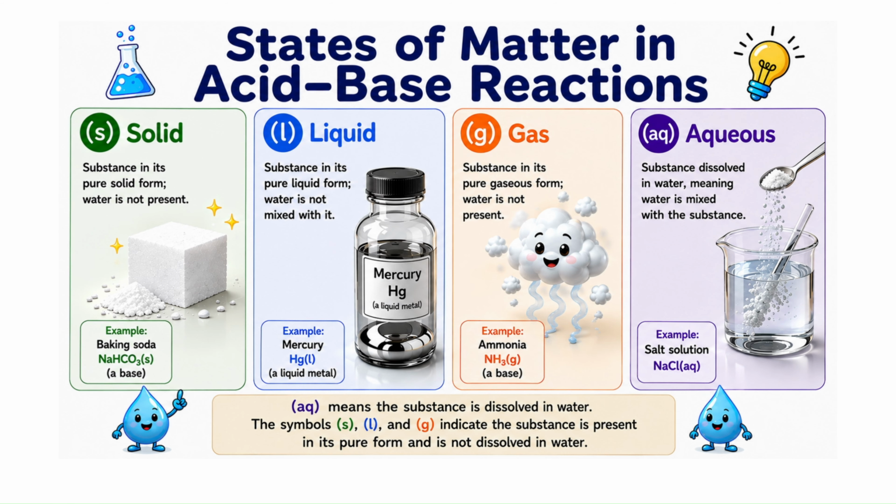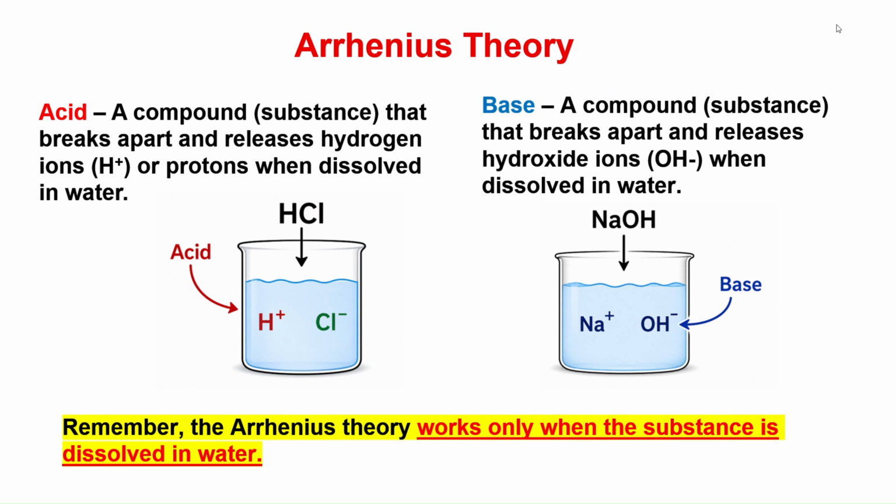Now that we understand the different states of matter, let's look at how the Arrhenius theory explains acids and bases when they are dissolved in water. So, according to Arrhenius theory, an acid is a compound, also known as a substance, that breaks apart and releases hydrogen ions, or protons, when dissolved in water.